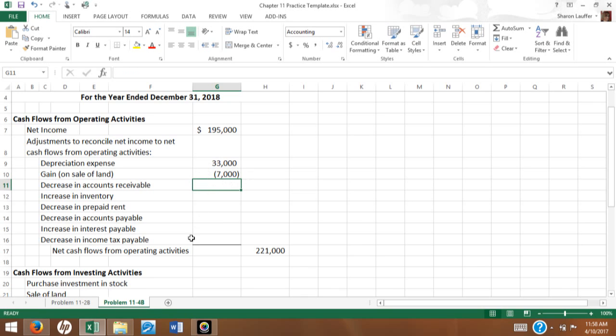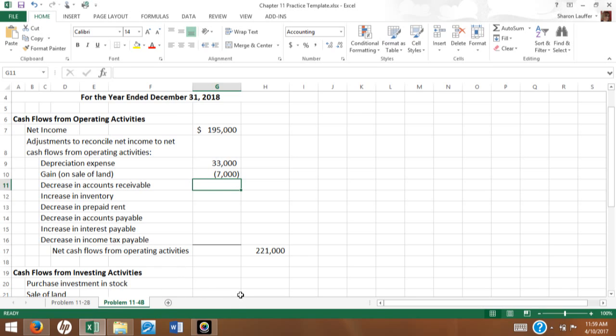And we're going to do that because we're going to deal with that sale of land down here in the cash flows from investing activities in the next section. So we're going to take that gain out because that's an unusual thing that really should be an investment, but on our income statement, it affected our net income. So we're just kind of moving that from here down here. We'll look at this a little bit later.